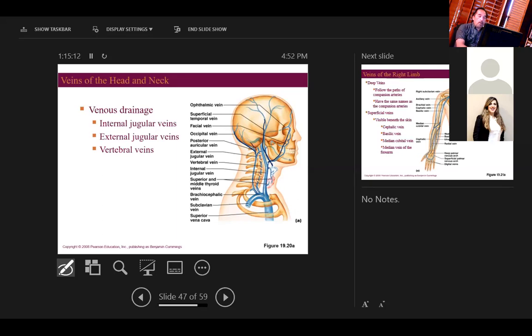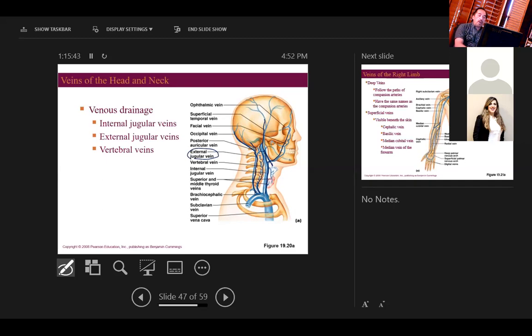Then we have the external jugular vein, which is this one, and the internal jugular vein here. They're separate. In the middle is the vertebral vein that follows the vertebral artery through the transverse foramen. Basically, those are the venous system located at the face and neck. They always follow the arterial system and carry the same name as the arterial system.